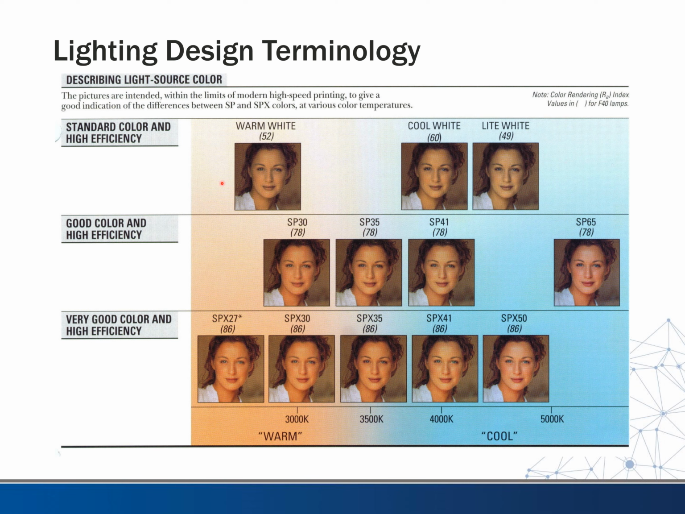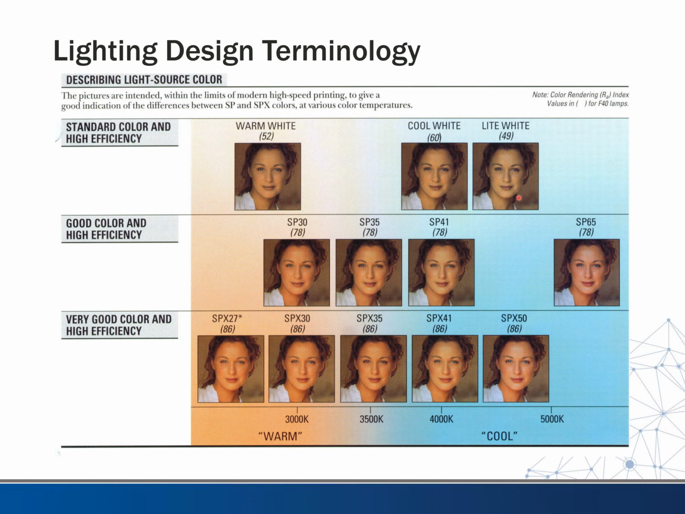And here you can see the CRI, which is in the parentheses, so it's 50, 60, 49. Here it's 78 all the way across, and here it's 86 all the way across. You can see how this varies as we use different temperatures. So here we can compare the same temperature. These two are about the same color temperature, and you go from a 49 to an 86.